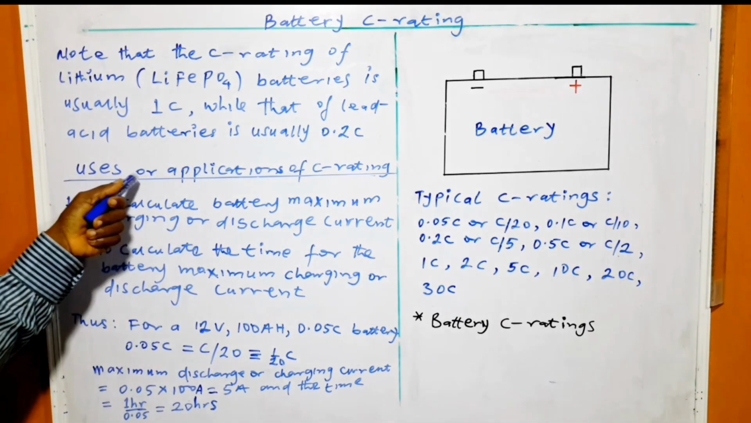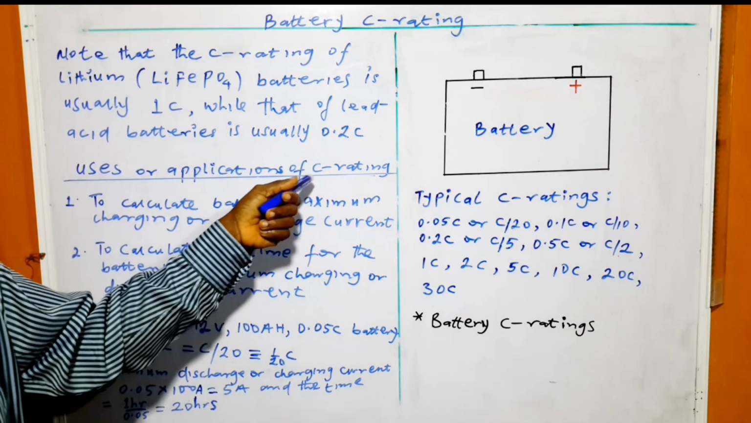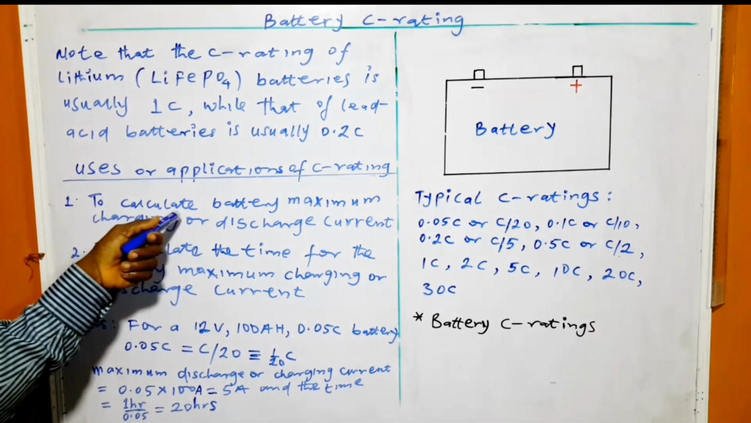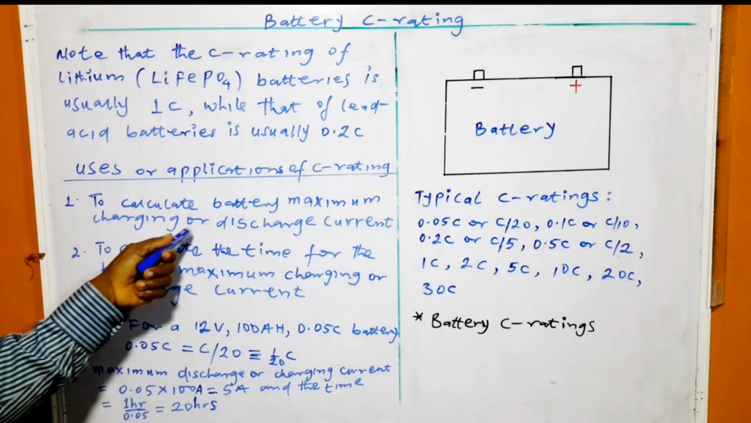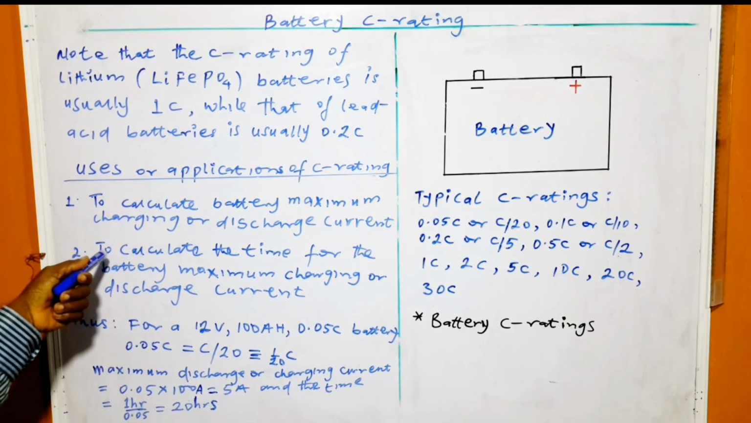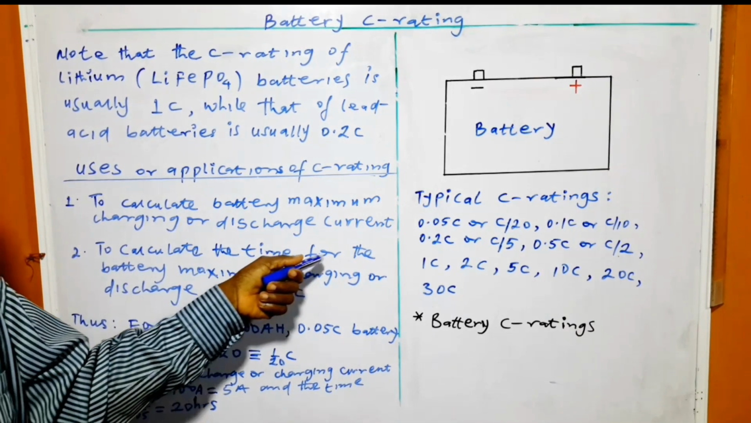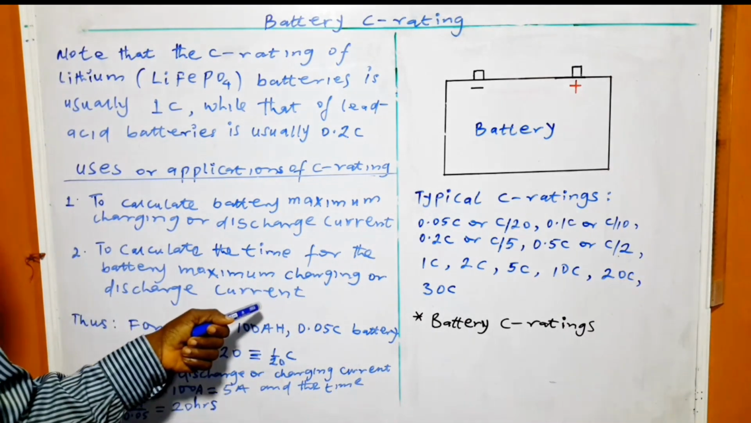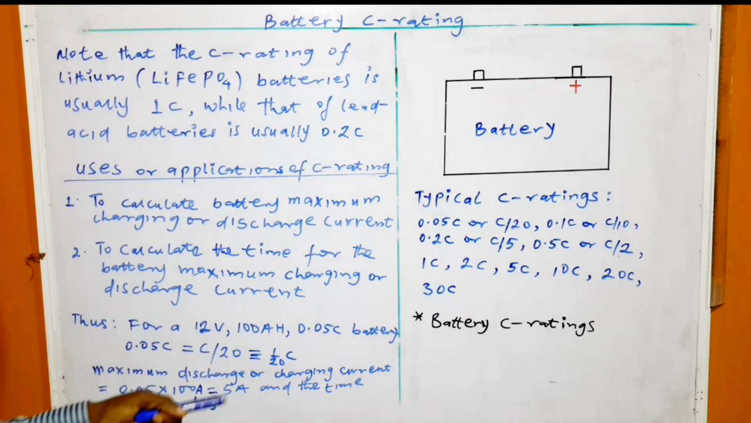Now we come to uses or applications of C rating. One, C rating is used to calculate battery maximum charging or discharge current. Two, it is also used to calculate the time for the battery maximum charging or discharge current.